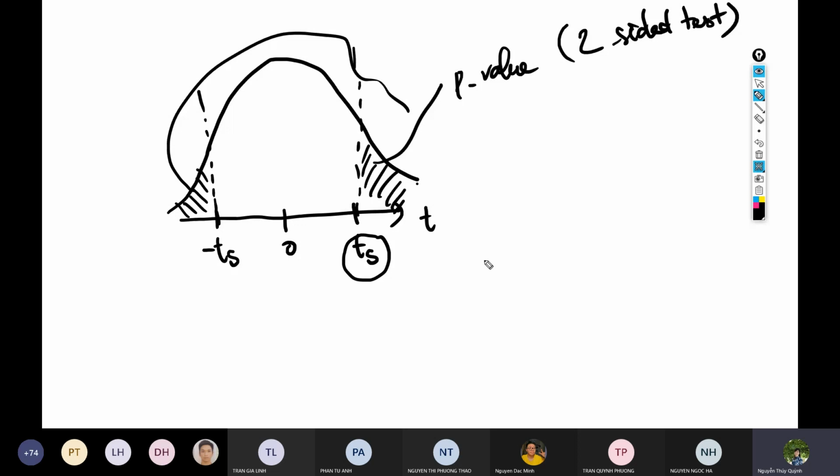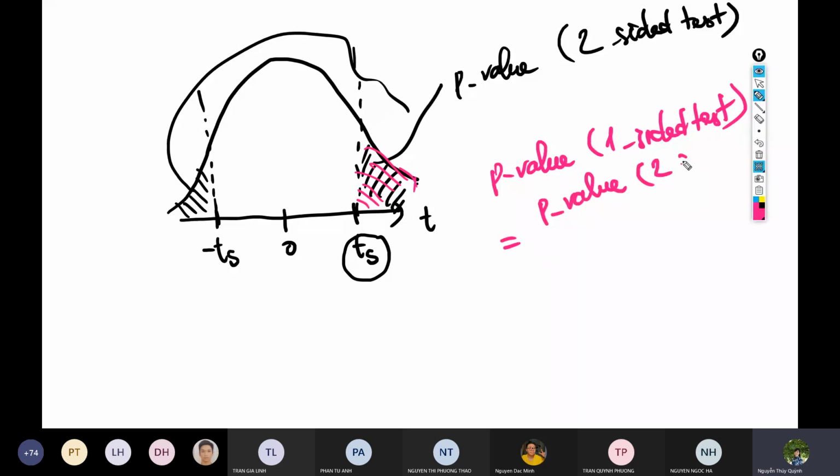So for a right-sided test, we will need the area to the right of the observed value of t, which is this one. So the p-value for a one-sided test here will be the p-value of the two-sided test divided by 2. That will be the p-value for a one-sided test.